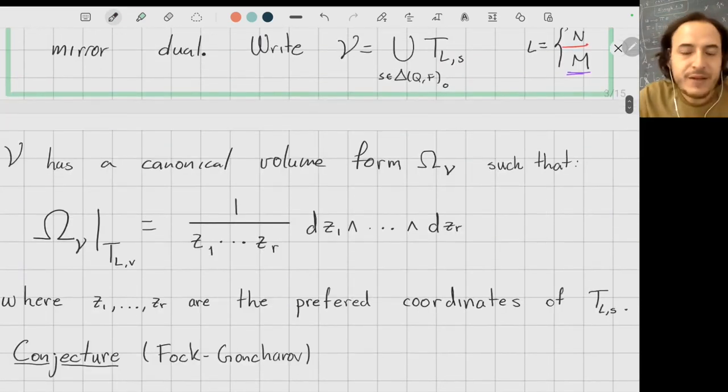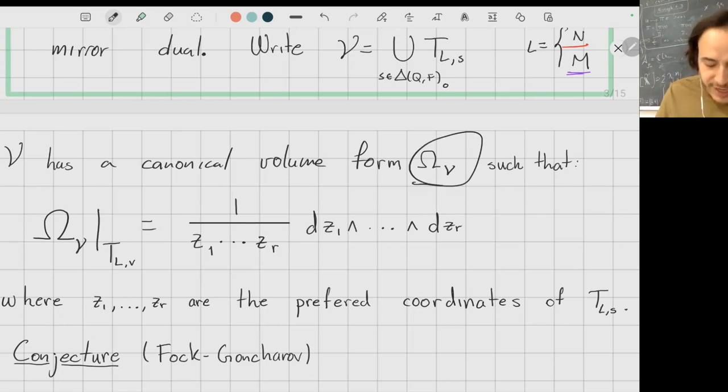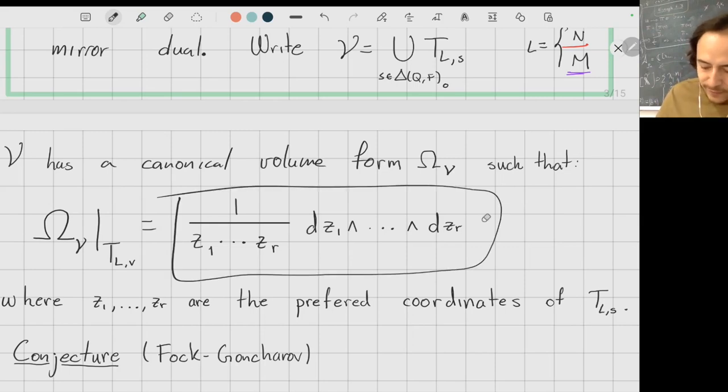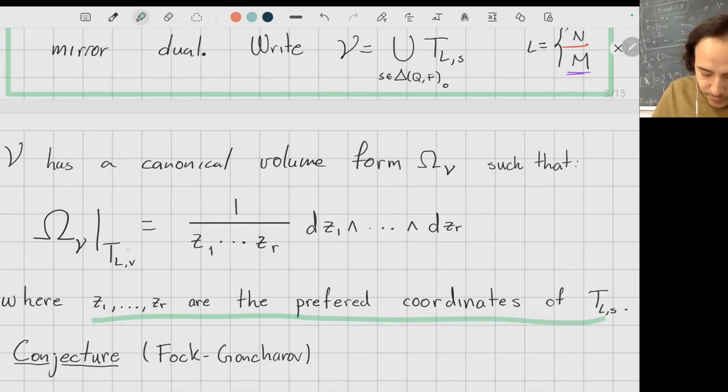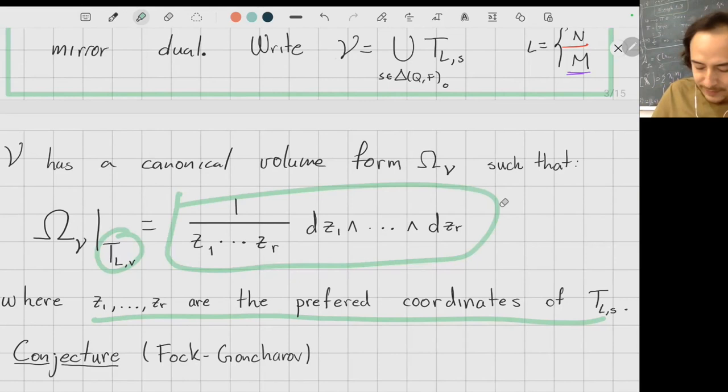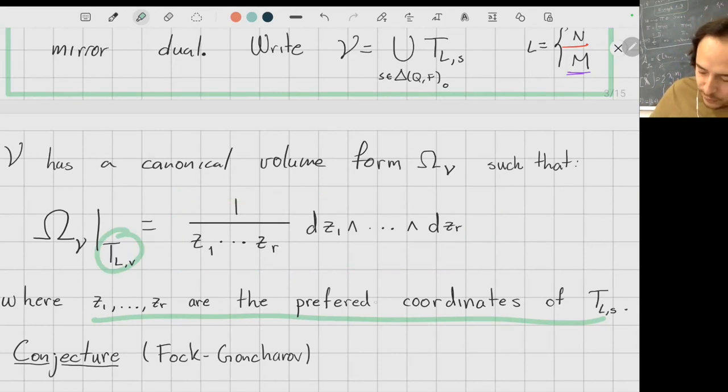So the key property for these schemes is that they are log-Calabi-Yau. Let me say that in a more concrete way, how I'm going to use this log-Calabi-Yau hypothesis. Any such cluster variety has a canonical volume form omega V, such that if I restrict this volume form to any torus in the atlas, it takes a very particular form. It looks like this volume form in this torus, where Z1 to Z r are the preferred coordinates of the torus. So another way to say it is that every torus in my atlas has a canonical volume form given by this expression in the preferred coordinates of the torus.